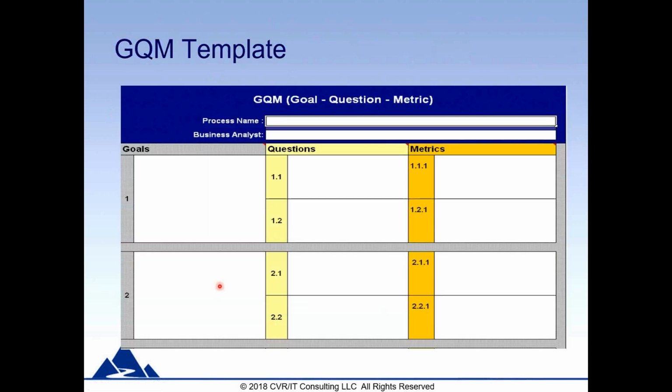This is an example of a GQM template. This is where I would write down the goals, the tactical goals and the business goals of the process. For each goal, I would write down the questions that I want to ask that will help me to determine if the goals are being met. For each question, I will write down the metrics that I will measure in order to answer the question. And so I'll work this out with my stakeholders.